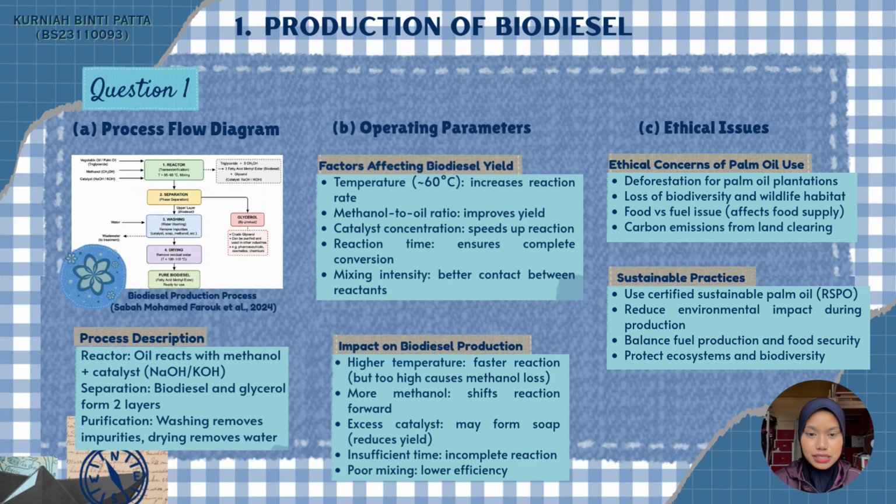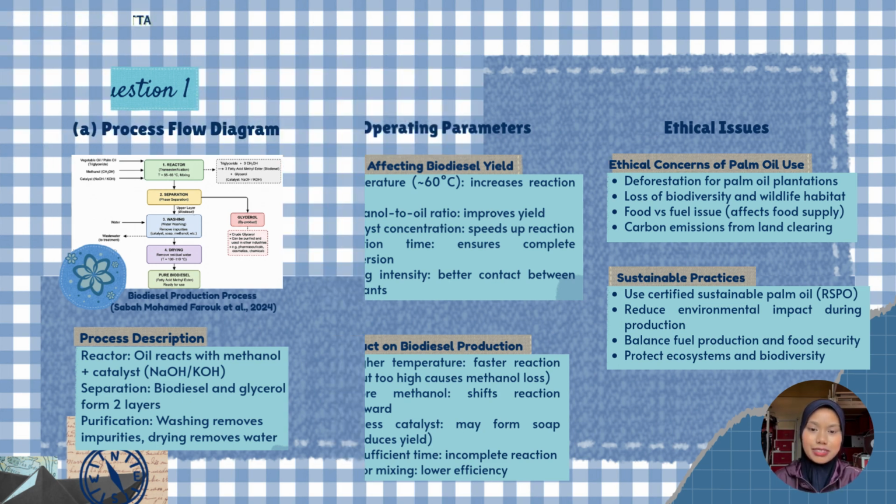For question 1c, there are some ethical issues especially when using palm oil. For example, it can cause deforestation and loss of biodiversity. There is also the food versus fuel issue and carbon emission from land clearing. So it is important for industry to use sustainable practice and reduce the impact on the environment.